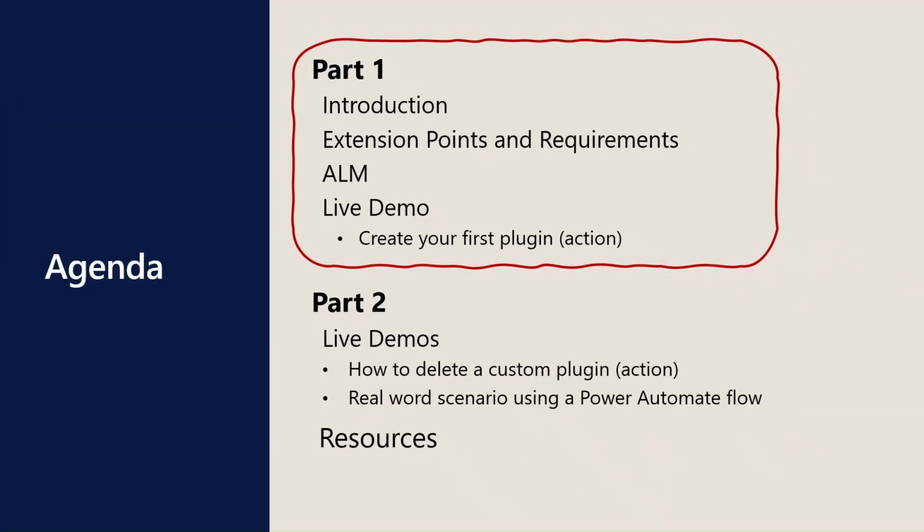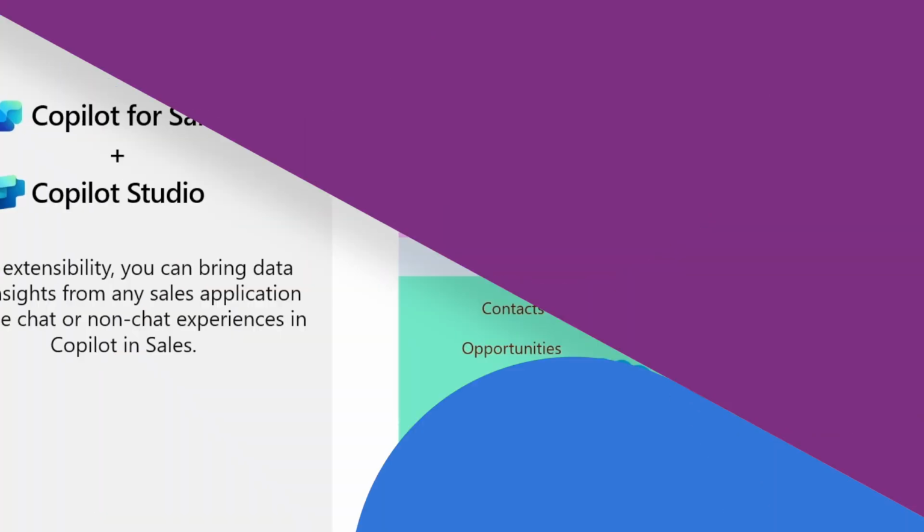We have divided this session into two parts. In part one, we'll start with an introduction. Then we'll look at different extension points and the requirements, followed by the ALM process. And we will end this part with a live demo on how to create your first plugin. In the next part, we will look at how to delete a custom plugin. We cover a real-world scenario where we will be using a Power Automate flow instead of using an API, and we also cover some useful resources.